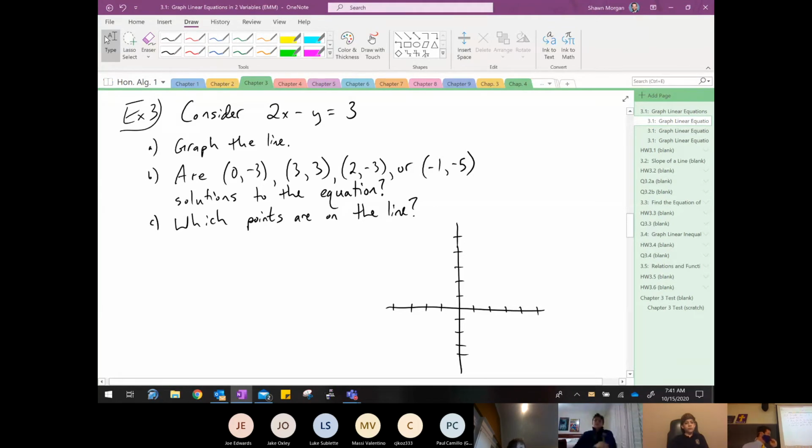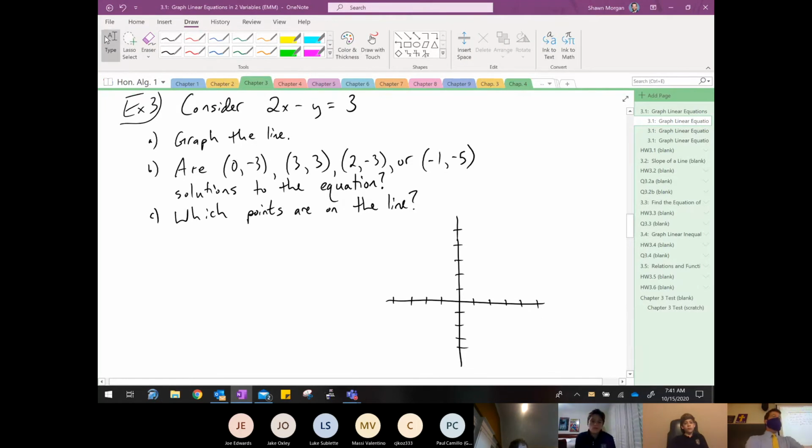Now we got about 8 minutes. This will probably be our last example. Okay, so go ahead and copy it down. Example 3 here. We're going to consider the following equation: 2x minus y equals 3.